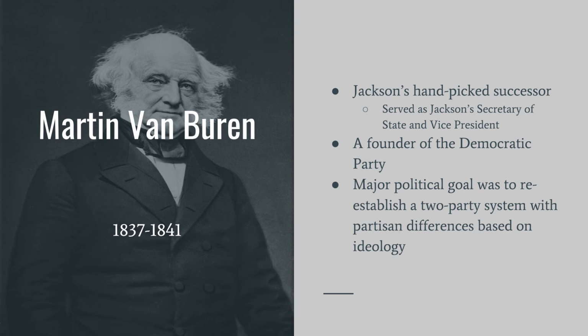So Martin Van Buren, he is Andrew Jackson's hand-picked successor. He served as Jackson's Secretary of State and Vice President. He's a founder of the Democratic Party, and one of his major political goals in life was to reestablish a two-party system with partisan differences based on ideology. So he was very much in favor of a two-party system.